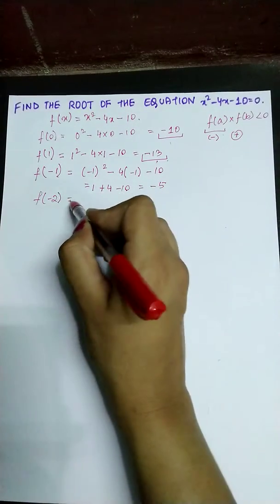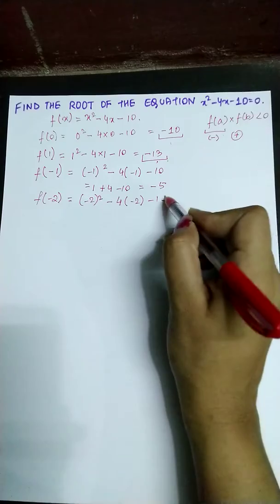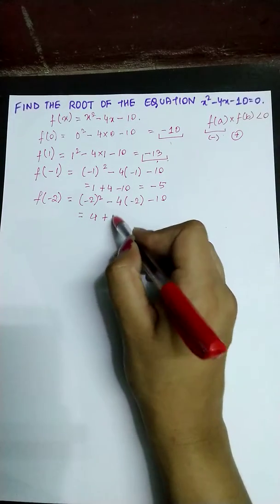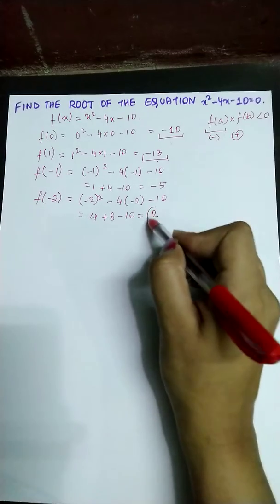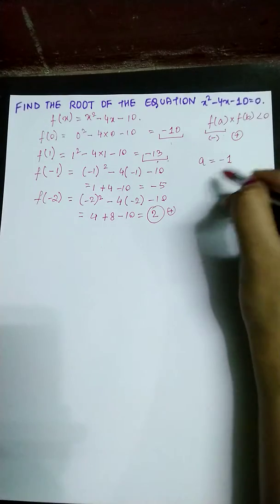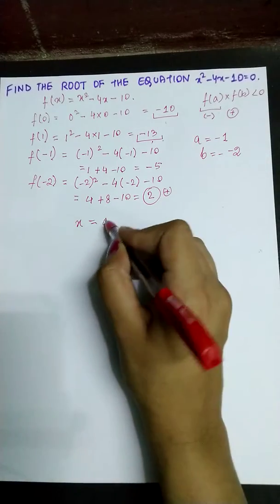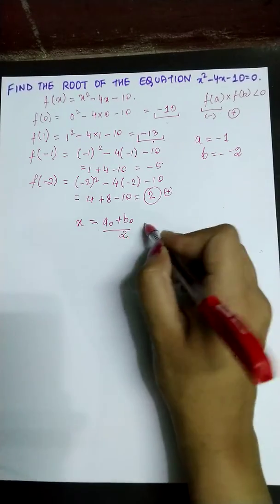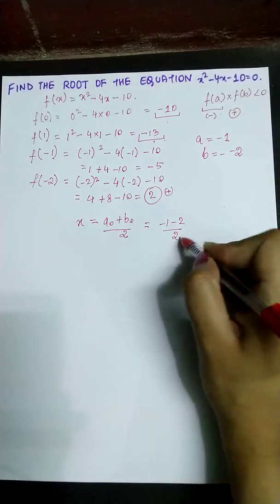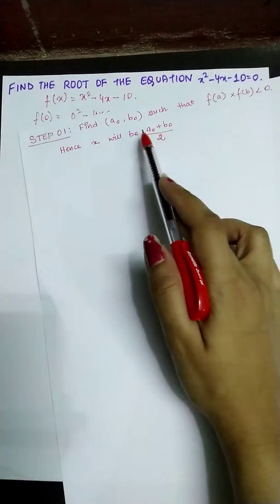F of minus 2. Minus 2 whole square minus 4 into minus 2 minus 10. That is 4 plus 8 minus 10. That is 2. So we get a positive value here. So let's take a to be minus 1 and b to be minus 2. Let's not take a bigger interval, say 0 and minus 2, because that is only going to increase our work. Hence x will be (a0 plus b0) by 2. That is (minus 1 minus 2) by 2. That is minus 1.5. So we have successfully completed step 1 of the algorithm.